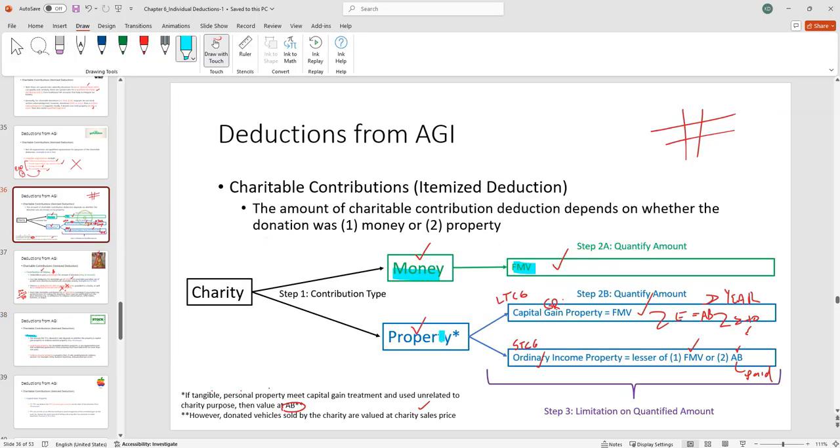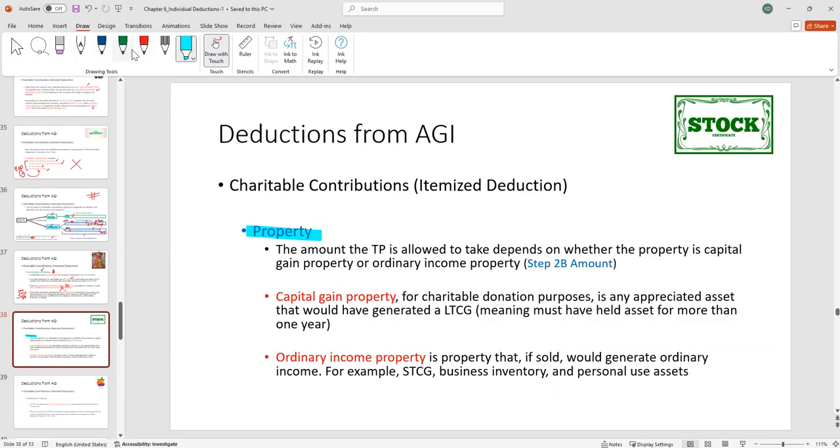Now, let's look at property, right? So we said this is basically if you give anything other than money. So I give a stock, I give a bond, I give a table, I give a car, I give my shirt. In this case, what you need to do is essentially look at the property and say, if I were to sell this today, immediately before I were to donate it, would this generate a long-term capital gain, or would this generate a short-term capital gain? Basically, you look at that 1 year mark. How long did I hold it?